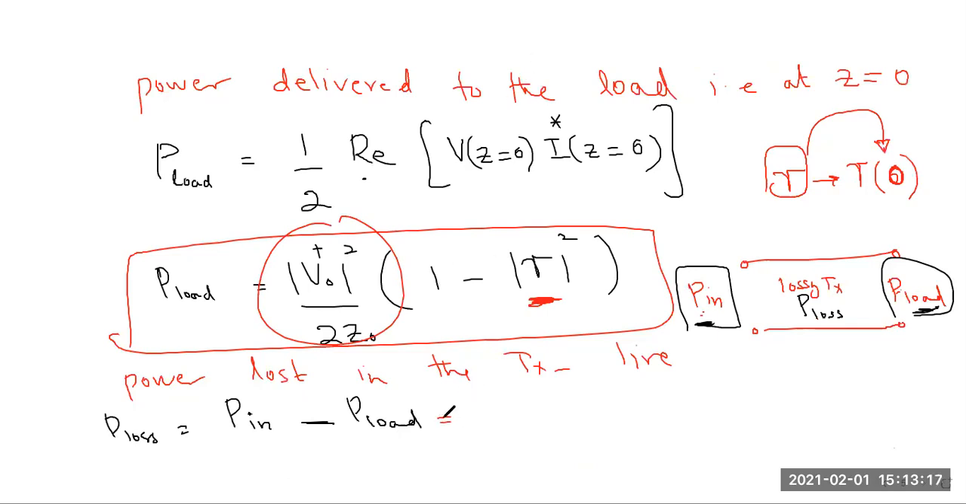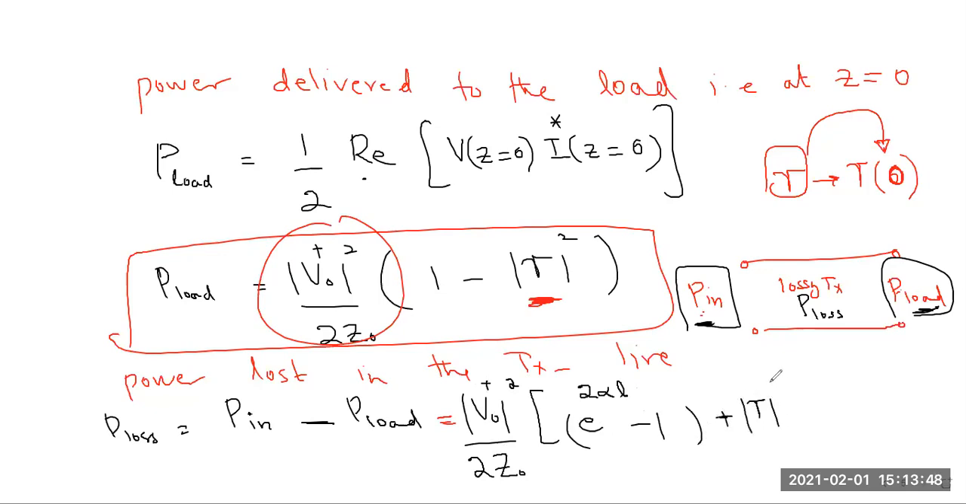After simplification, power lost will be equal to magnitude of V naught plus squared divided by 2 times the characteristic impedance, times e power 2 alpha l minus 1, plus gamma square times 1 minus e power minus 2 alpha l. Now, this is the final result that you will get.